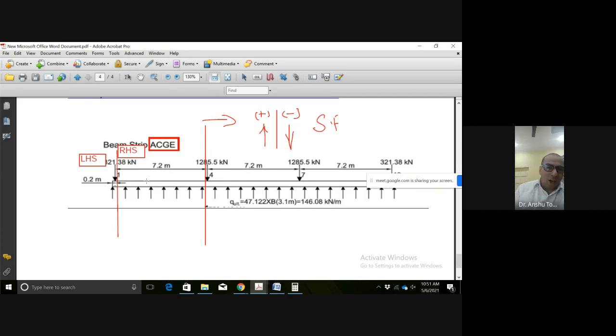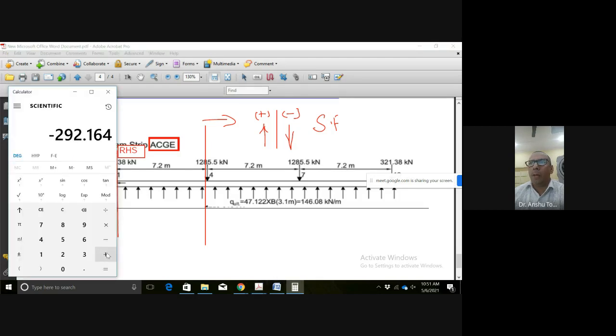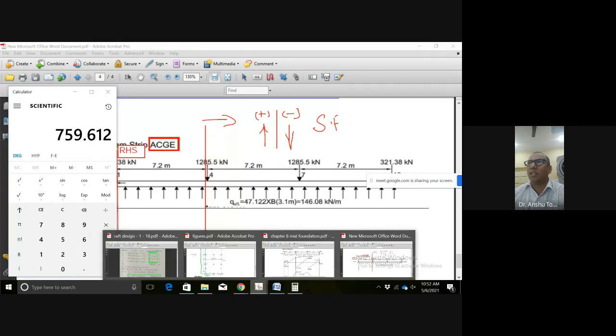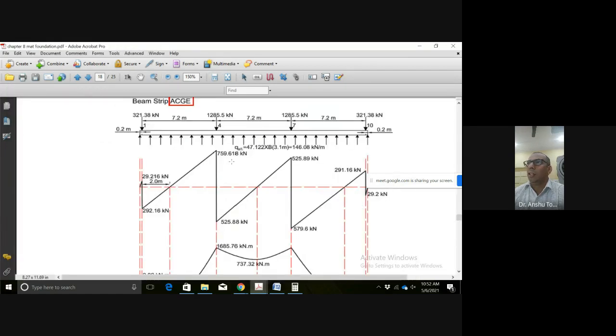So if you add on to it, again we can see 146.08 into 7.2 meter. Let us see what the value comes up. Plus 146.08 into 7.2 is equal to 759.16. So it is the value 759.618. Is it okay, students?